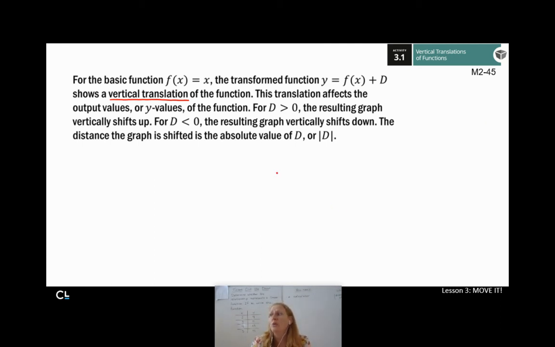That's it. And of course, if d is greater than 0, your graph shifts up. If d is less than 0, your graph shifts down. Fair enough. And how far it shifts is just the absolute value of d. So again, if I have f of x plus 2, I'm going to push everything up 2. If I have f of x minus 7, we're going to have everything go down 7. Pretty straightforward.